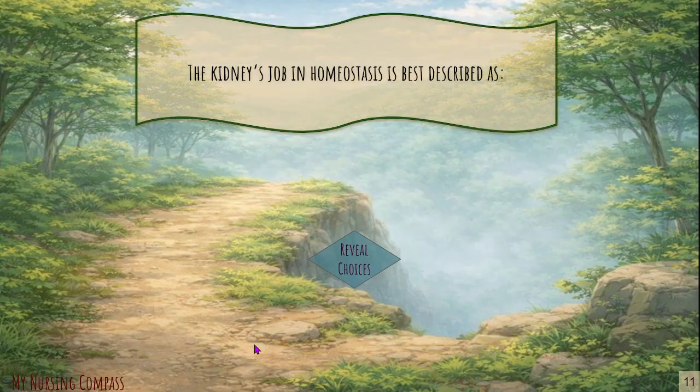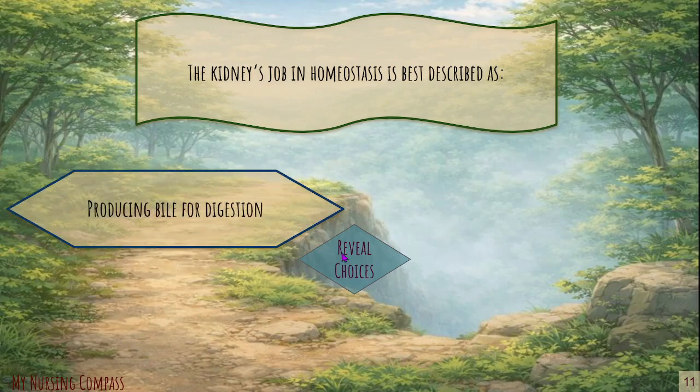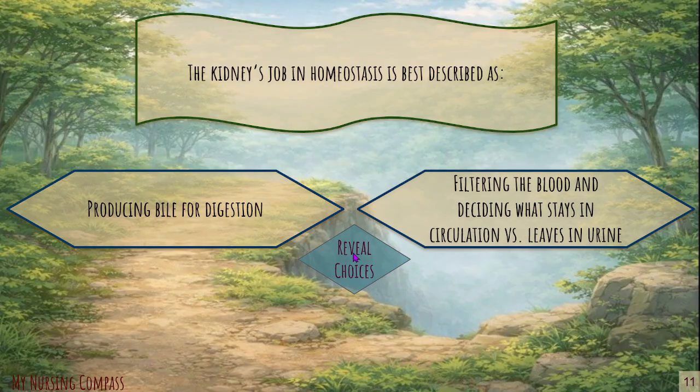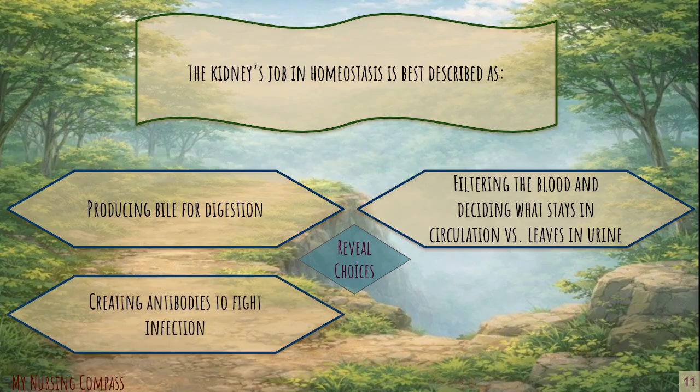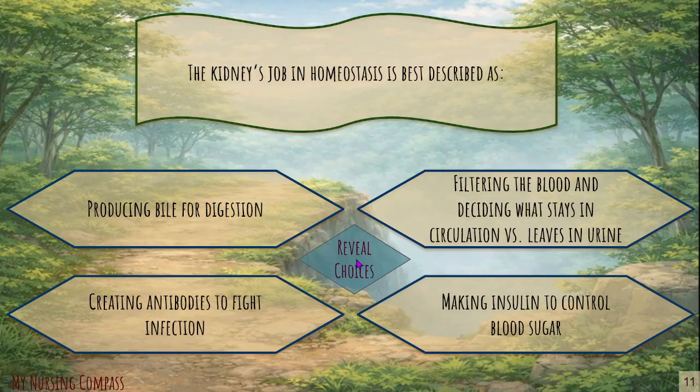The kidney's job in homeostasis is best described as producing bile for digestion, filtering the blood and deciding what stays in circulation versus leaves in urine, creating antibodies to fight infections, making insulin to control blood sugar. The kidney's job in homeostasis is best described as what? What do the kidneys do?